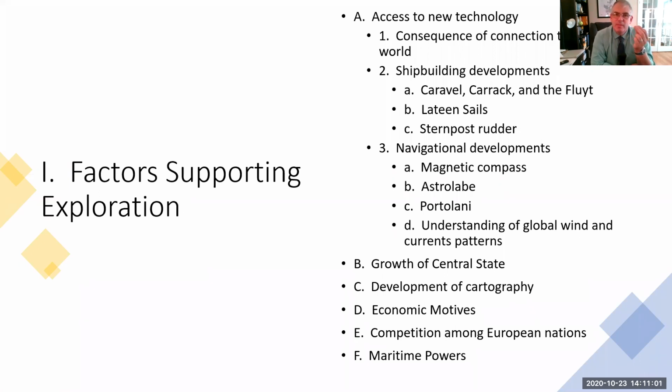Some of the ways this manifests itself is through shipbuilding developments. There are three different types of ships: the caravel, the carrack, and the flute. Believe it or not, you've seen them before. Anytime you've seen a Columbus ship, or ships from pirates and explorers of that time period, you can put them into these three categories. The caravel and the carrack are primarily Portuguese and Spanish. The flute is more of a Dutch-based ship.